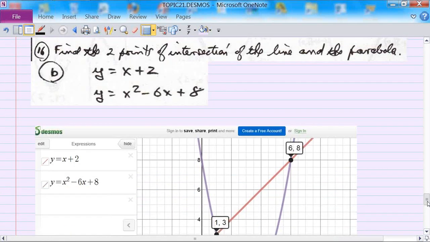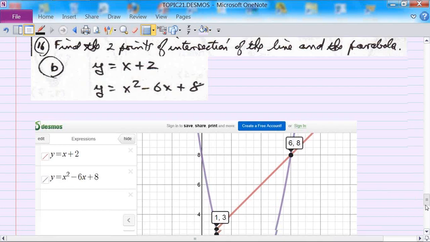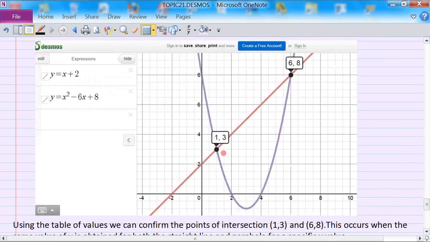Find the 2 points of intersection of the line and the parabola. Well, this is very, very easy here. I just put this equation in, and I put that equation in, the 2 equations, and I click on the points, and I look for the point of intersection right here. We got 1, 3, and 6, 8 are the points. Here's the straight line represented by this equation, and here is the parabola. And you see, just to check a few things, C is equal to 8, so that's right.